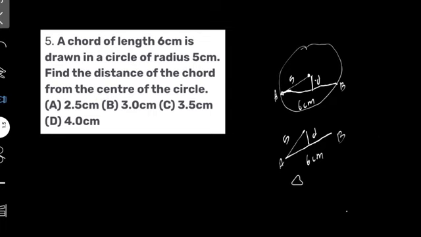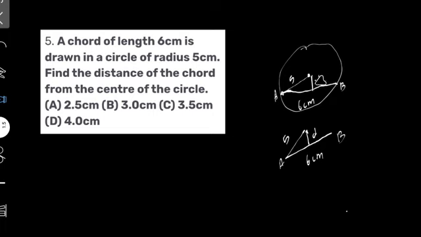Now this is the distance, this is the radius, and this is the length of the chord, 6 centimeters. We're trying to find the distance here. If you look at what we have here, it looks like a rectangle. The full length here is 6 centimeters, and if you remember the circumference, this angle here gives us 90 degrees, because this is a right angle triangle.